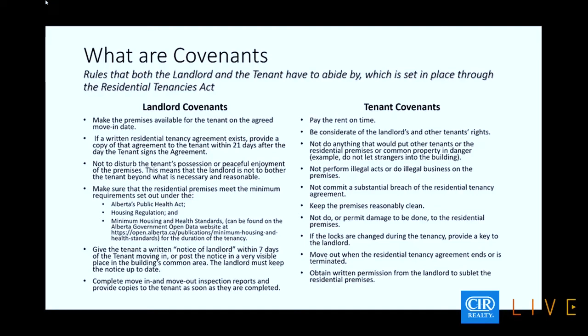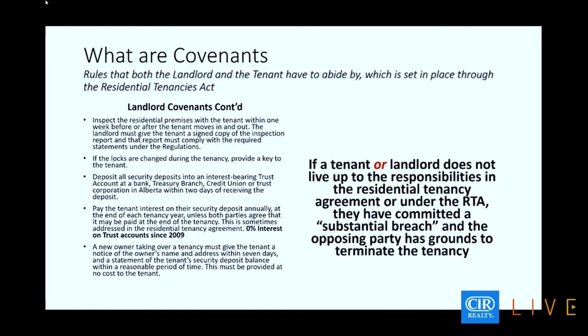So this is all that the tenant has to do. The landlord has a lot more. So they need to inspect the residential premises within 1 week before or after the tenant moves in or out. So again, if the property is moving in on April 1st, they have to do the move-in inspection on April 1st if they can, or they can do it a week before or after, depending on what works for both parties.